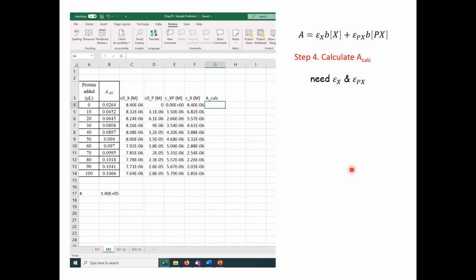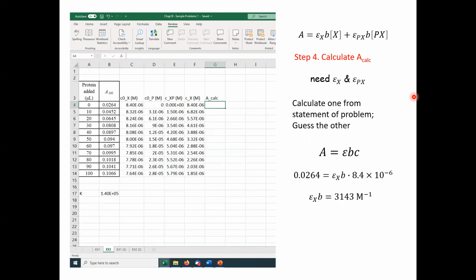The next step, I need to calculate the absorbance. Again, I'm using this formula. I have the concentration of PX. I have the concentration of X. What I need is the extinction coefficient of X and PX. How do I get that? Well, you can often calculate one from the statement of the other, and we often have to guess one of them.